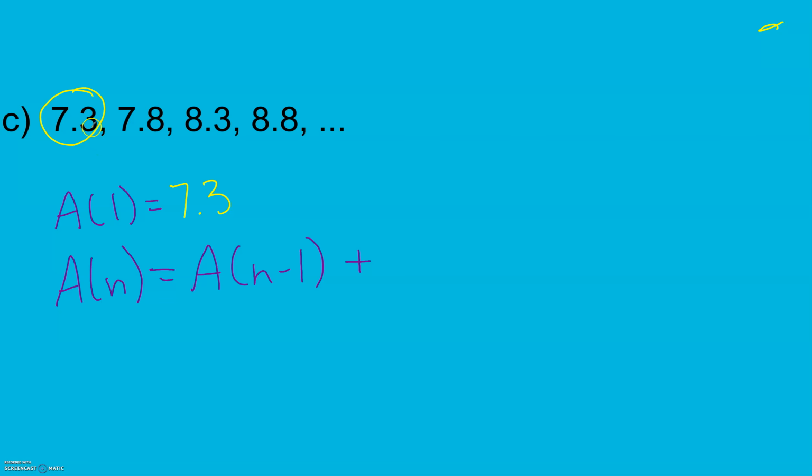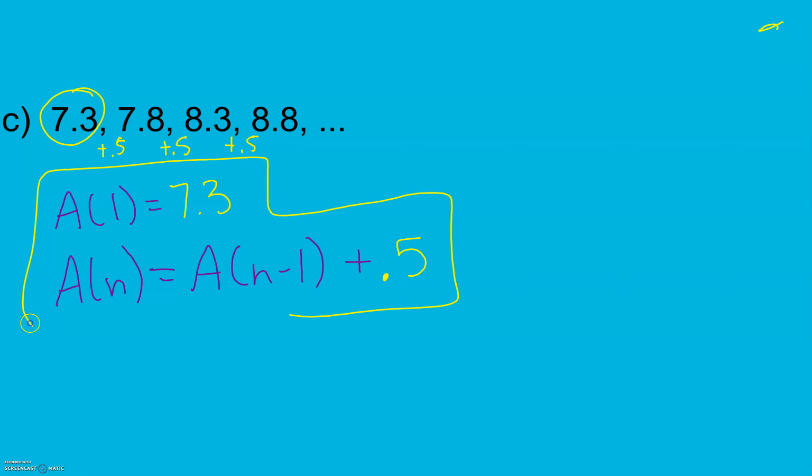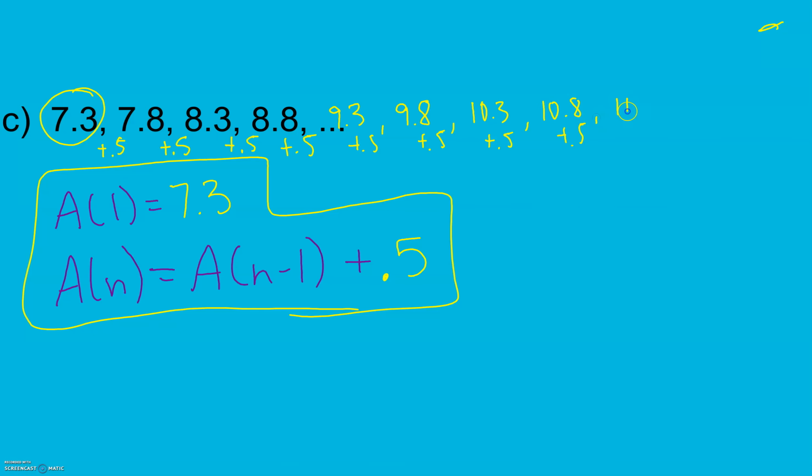My common difference, to go from 7.3 to 7.8, I add 0.5. Here again I add 0.5. Here again I add 0.5. So my common difference is a positive 0.5. This right here is everything I need for my recursive formula. I'm going to keep adding the same common difference until I get to our 9th term. So my 9th term, a of 9, is going to be 11.3.